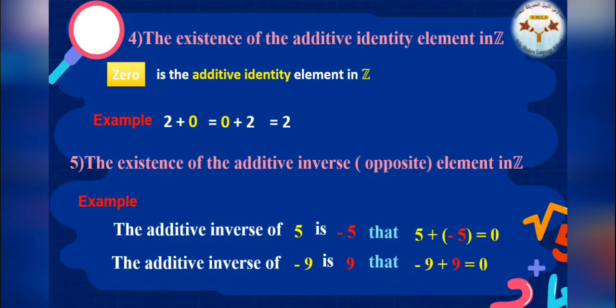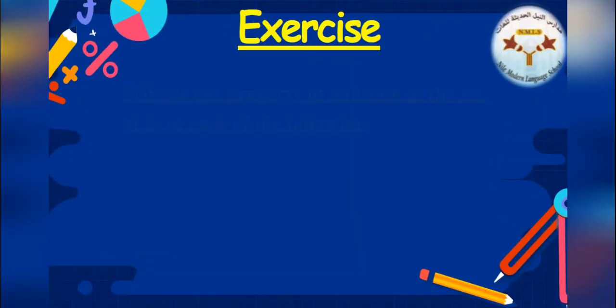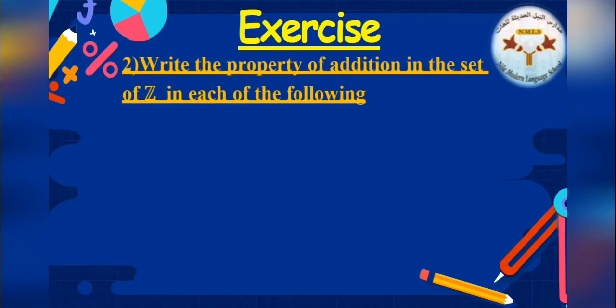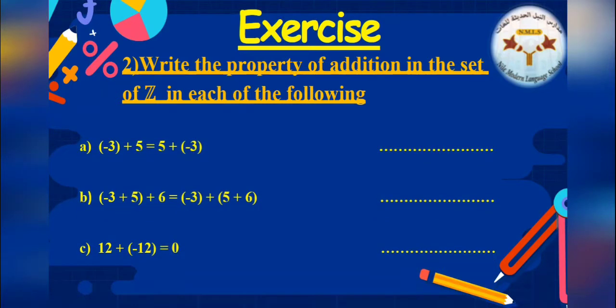Let's continue the exercises. Write the property of addition in the set of Z in each of the following. Here, number A, -3 plus 5 equals 5 plus -3. Here I can see the same integers but in different places. There is a change in the places. So this is called the commutative property.